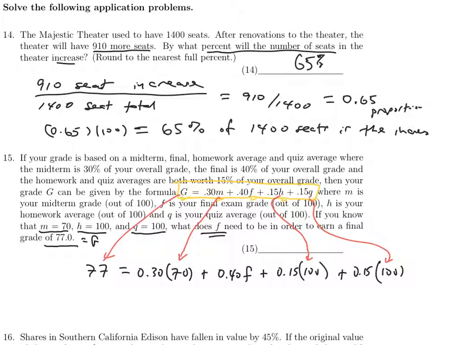all the other problems. I would simplify the right-hand side. 0.3 times 70 is 21.